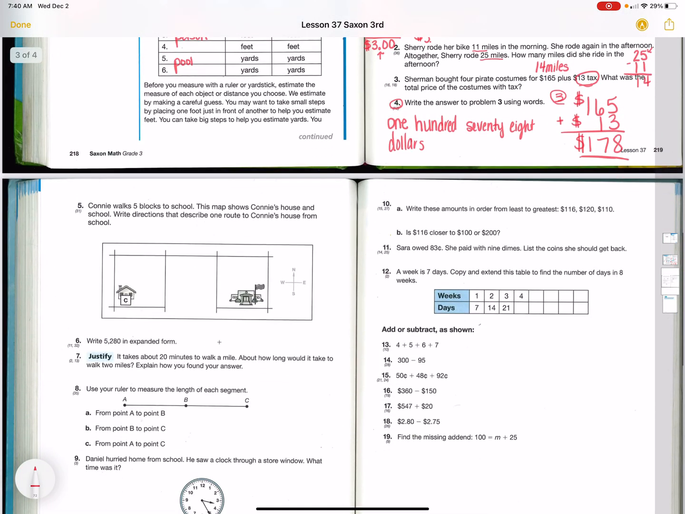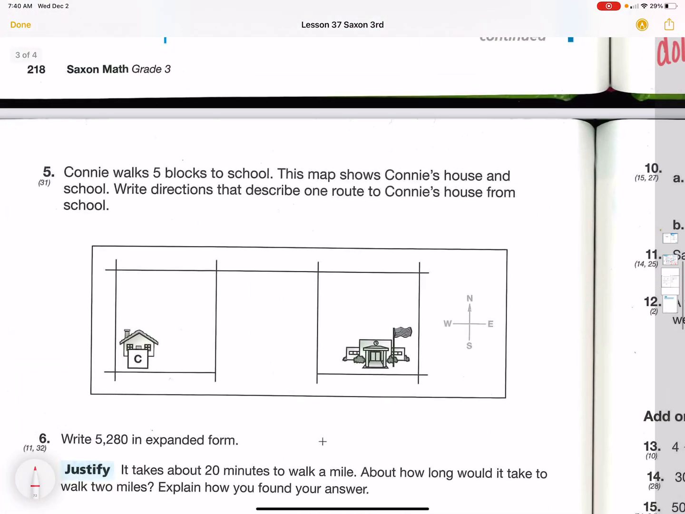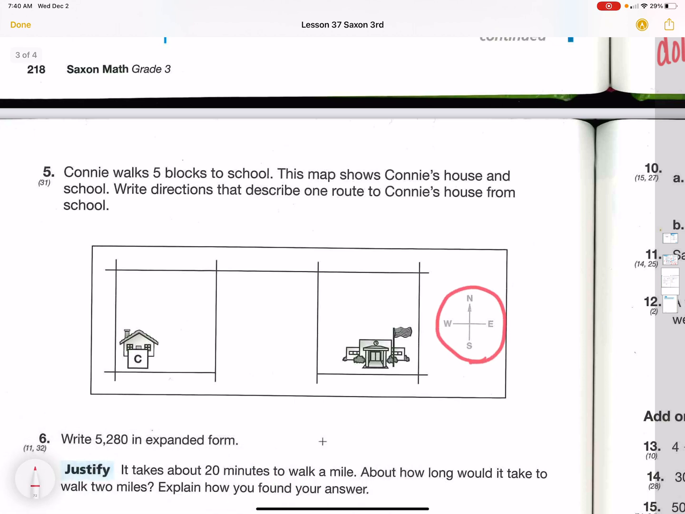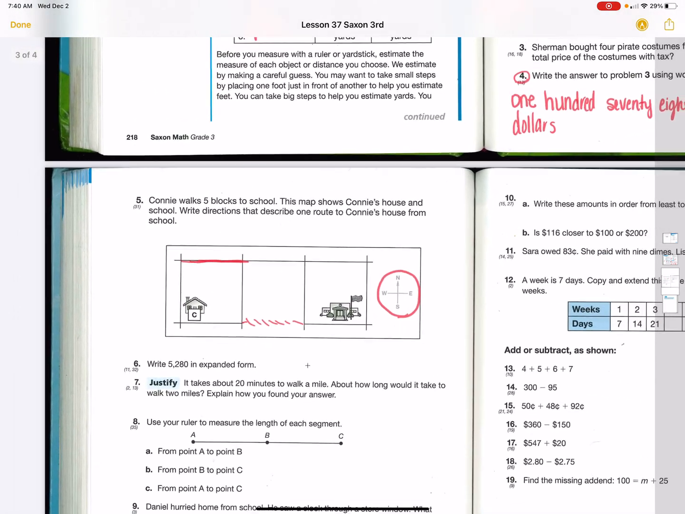All right. Number 5 is a give directions problem. Make sure you don't use words like right and left. Only use north, south, east, or west. And they gave you a compass right here. This is equal to 1 block, so you might say north 1 block, then east 1 block. But I think they're trying to trick you right here. You cannot go this way. Might be somebody's yard.